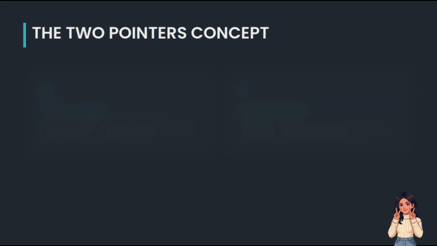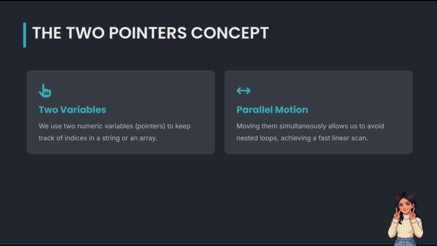Instead, developers use two pointers. One starts at the very beginning of the text, the other starts at the very end. And they just walk inward towards the center together, checking if the characters match.